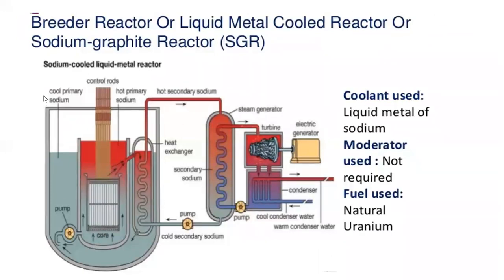This is another diagram for the same sodium liquid metal reactor. This is the primary circuit and this is the secondary circuit. In between we have the two heat exchangers. This is one heat exchanger and this is the other heat exchanger. In that the coolant is the liquid sodium. Natural uranium is used.